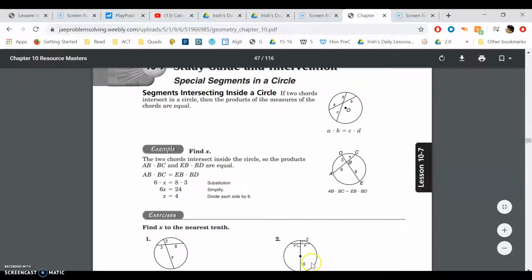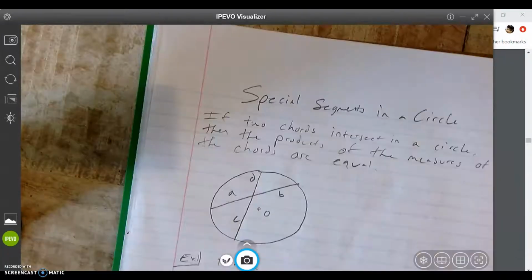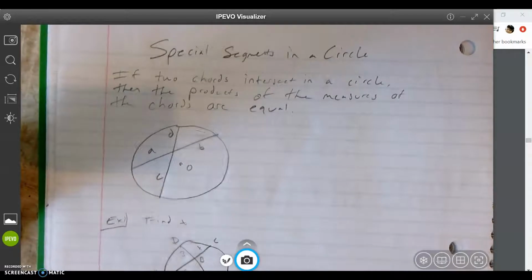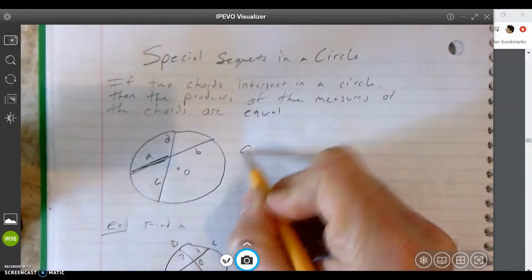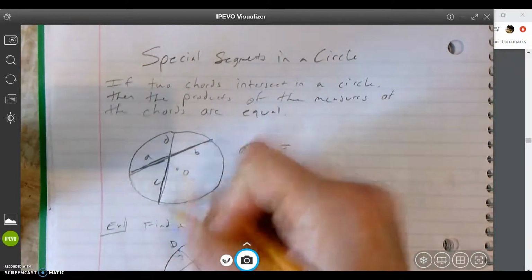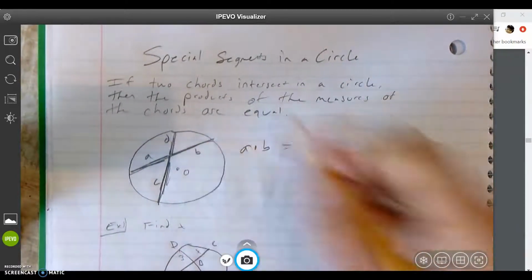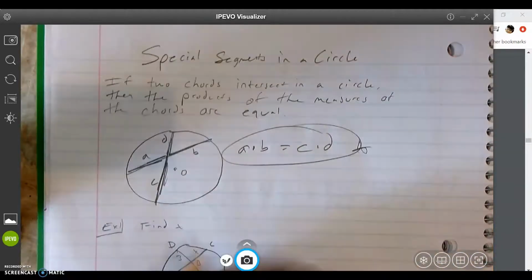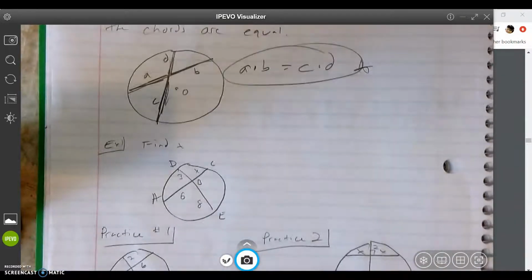Okay, pause the video, copy that down if you need. Your notes should look like mine. And here's mine. So we know that A times B equals C times D. Circle, star, highlight that. These are the two chords. Got it. All right, so now, example 1.